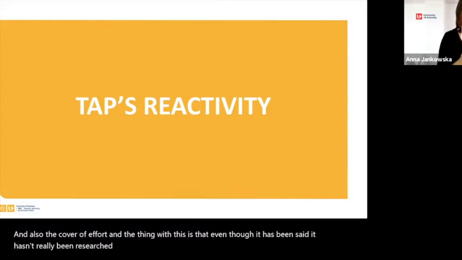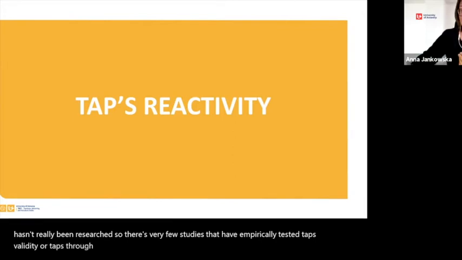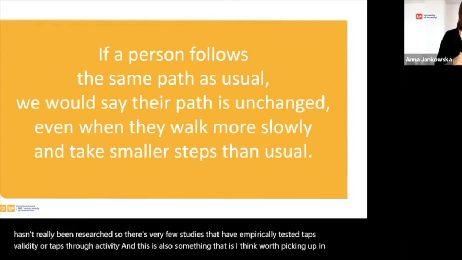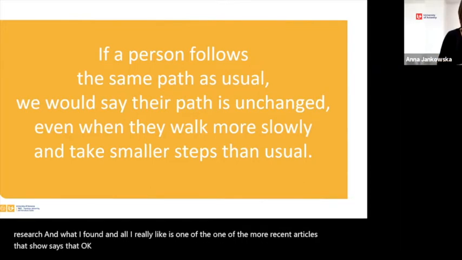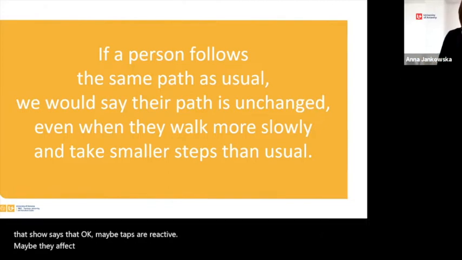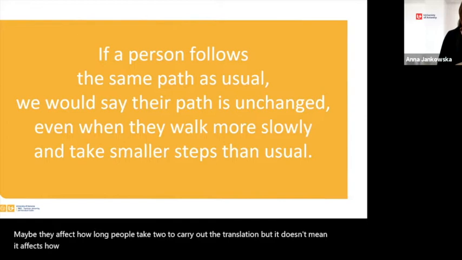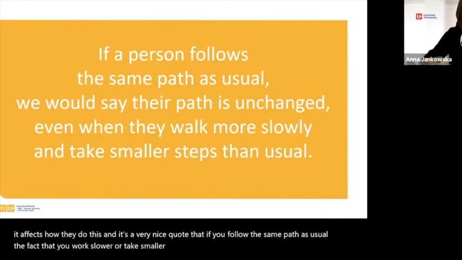So there are very few studies that have empirically tested TAPs' validity or TAPs' reactivity. And this is also something that is, I think, worth picking up in research. What I found and what I really like is one of the more recent articles that says that, okay, maybe TAPs are reactive, maybe they affect how long people take to carry out the translation, but it doesn't mean it affects how they do this. And it's a very nice quote that, if you follow the same path as usual, the fact that you work slower or take smaller steps doesn't mean that you've chosen a different path.